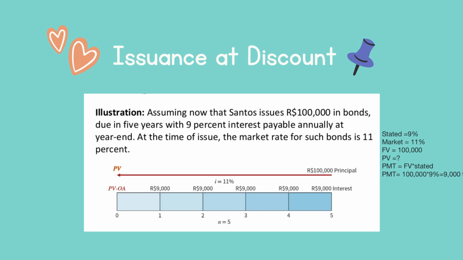Plus, I'm gonna pay 9,000, which is periodic interest payments. I'm gonna pay them annually, so I'm gonna pay them 5 times at the year end. Okay? So I need to find the present value for these two. I'm gonna need to calculate the present value for the face value, the 100,000 that I'm gonna pay after 5 years only once, and I need to find the present value of the payment, which is the 9,000 that I'm gonna pay 5 times. Okay?